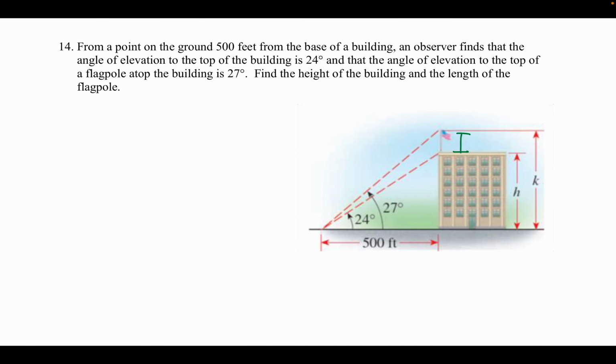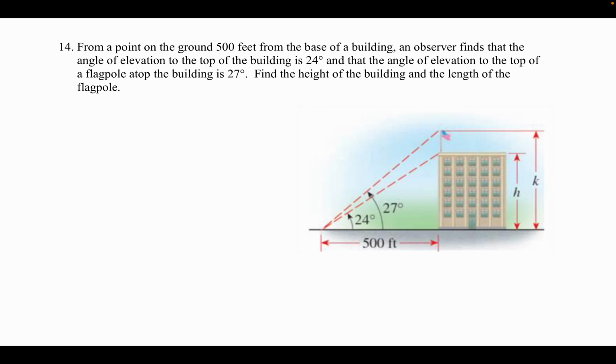All right, so our last problem is a little more involved here. From a point on the ground 500 feet from the base of a building, an observer finds that the angle of elevation to the top of the building is 24 degrees, and that the angle of elevation to the top of a flagpole atop the building is 27 degrees. We're going to find the height of the building and the length of the flagpole.